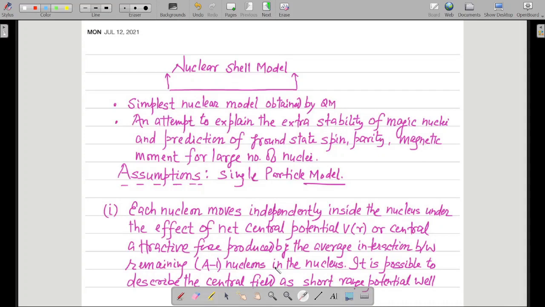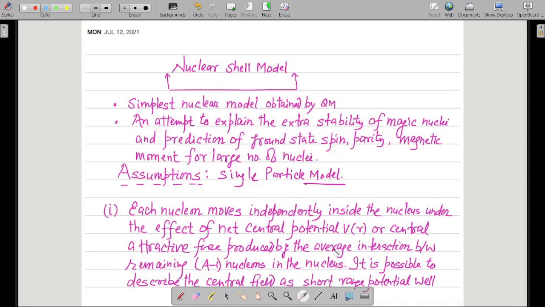Each nucleon moves independently inside the nucleus under the effect of a net central potential V(r), or central attractive force. I have already discussed this. The central attractive force is produced by the average interaction between the remaining A minus 1 nucleons, and that is the reason why this particular nucleon is moving.